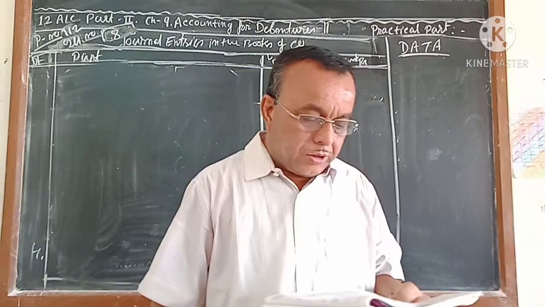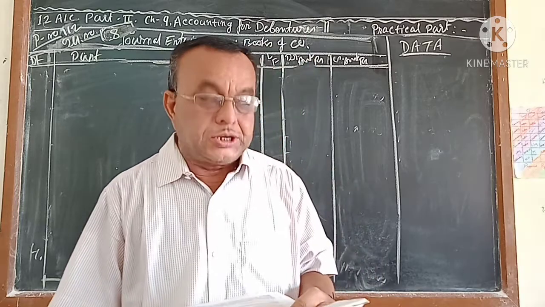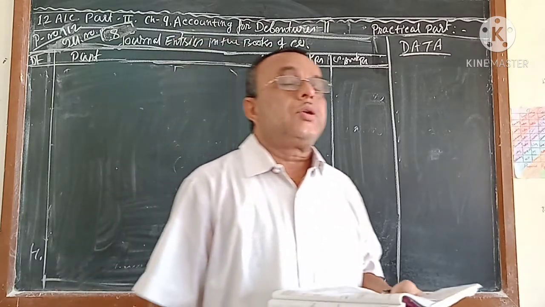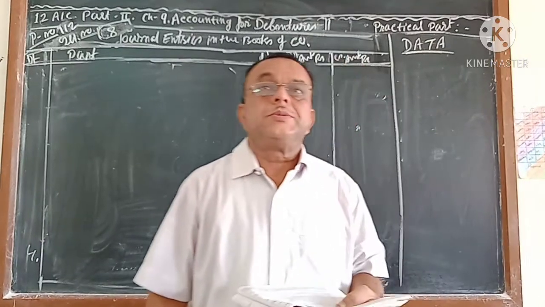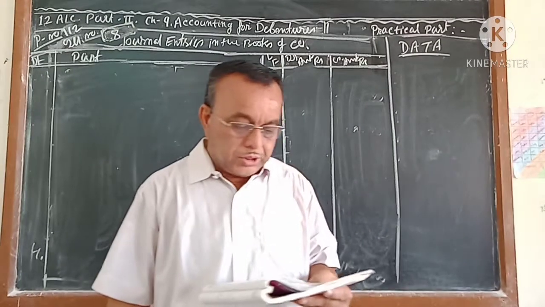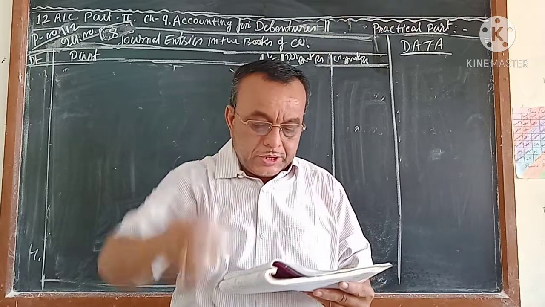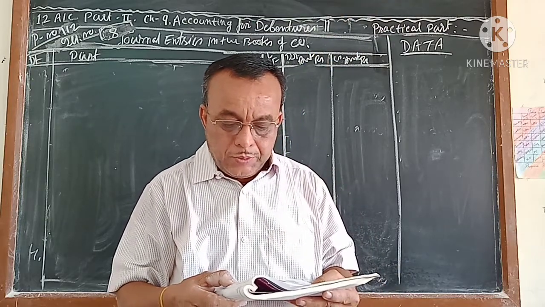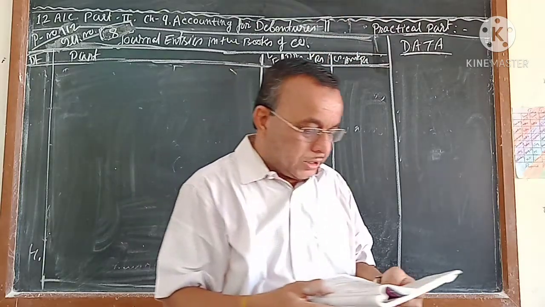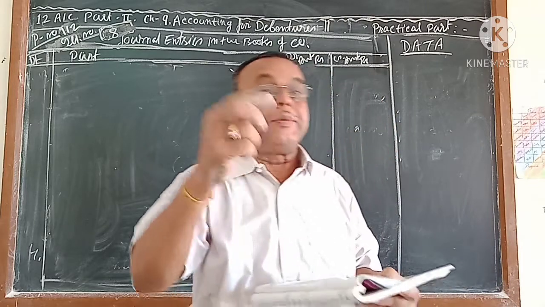Applications are received by the company for 1,50,000 debentures. You are going to get excess debenture money. How much? 1,50,000 received, so how much excess? 30,000 debentures' money you are going to get extra. And the allotment of 1,20,000 debentures is made on a pro rata basis.